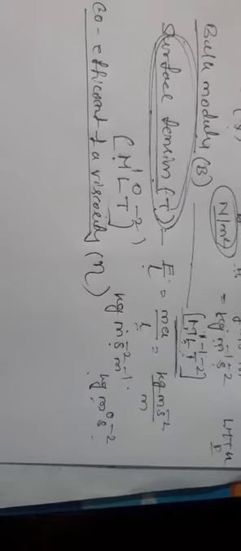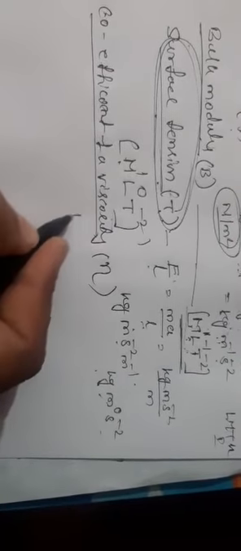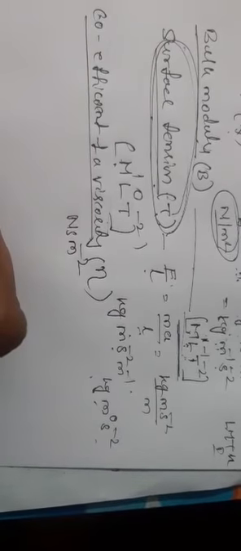The viscous force is directly proportional to area and inversely proportional to time. By using that definition, finally we will get the unit of the coefficient of viscosity as Newton second meter inverse square.